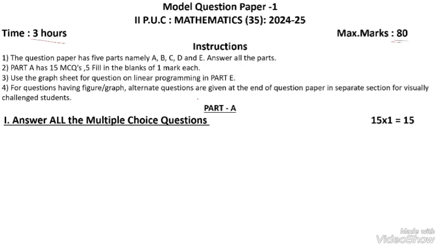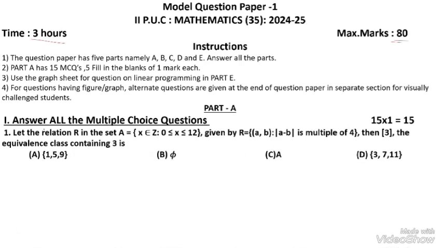Now we can solve part A. Answer all the multiple choice questions. The first question: let the relation R in the set A equals x belongs to the set of integers, 0 less than or equal to x less than or equal to 12, be given by R equals the pairs (a, b) such that the modulus of a minus b is a multiple of 4. Then the equivalence class containing 3 is.